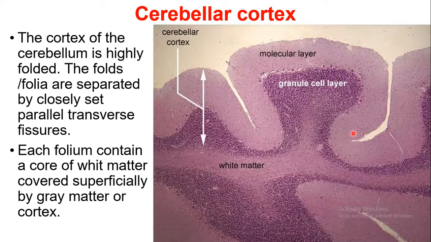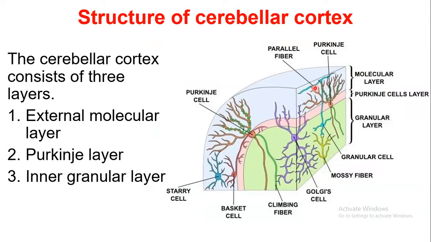These folds are known as the folia, and the core of each folium consists of the white matter. This one is the white matter, and the other part is showing the gray matter, which consists of three layers. So each folium contains a core of white matter covered superficially by gray matter, or the cortex.